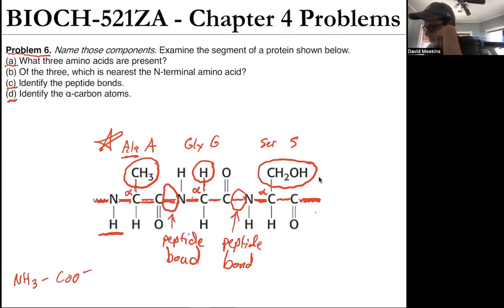So this would actually be a peptide bond. And this would be a peptide bond here. So those are where the peptide bonds and the alpha carbons are. The alpha carbons are going to be connected to 4 different groups, except for with glycine.